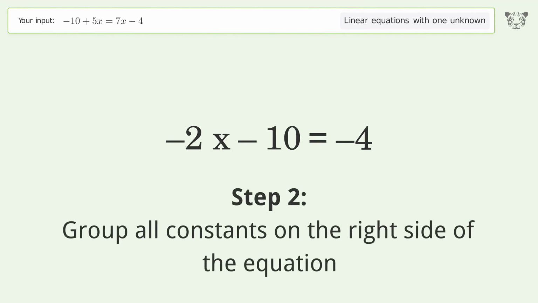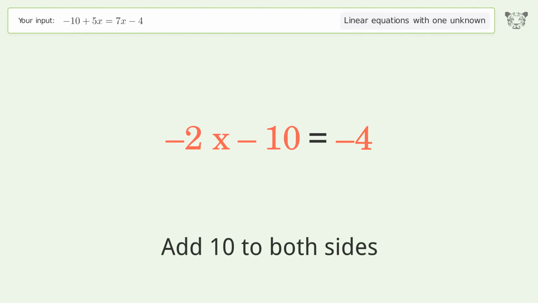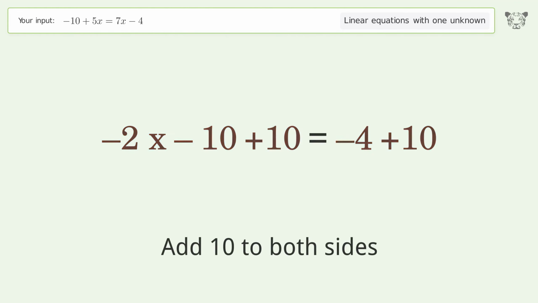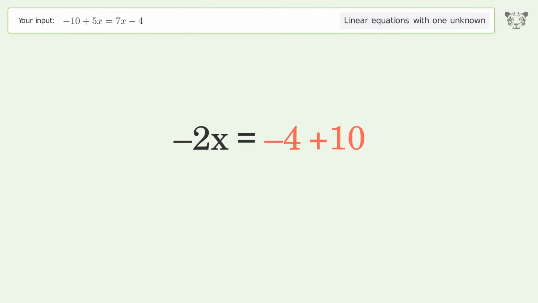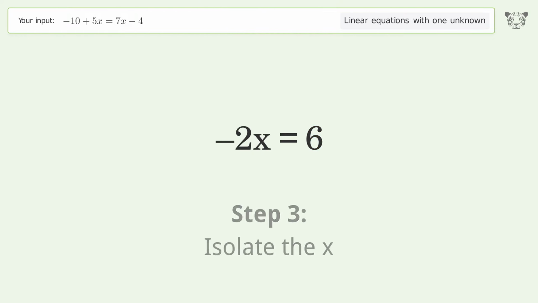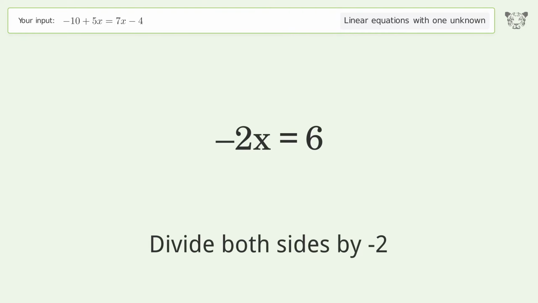Group all constants on the right side of the equation. Add 10 to both sides. Simplify the arithmetic. Isolate the x. Divide both sides by -2.